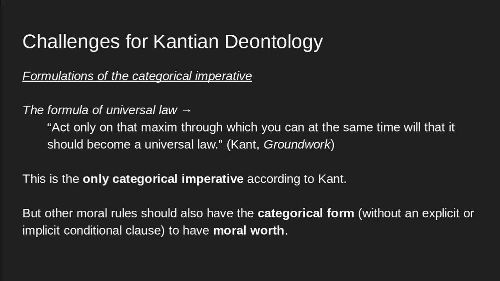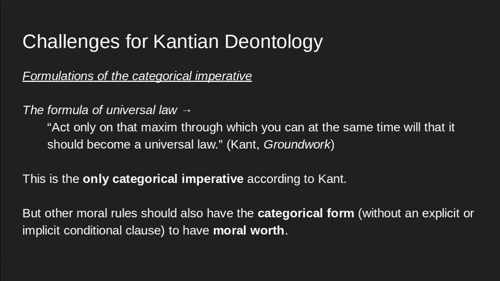So let me first remind you the formulations of the categorical imperative. The categorical imperative, as you might remember, is the moral rule that Kant refers to as one of the foundational aspects of his ethical theory. And here is the categorical imperative, which we will also call from now on the formula of universal law. It says this: act only on that maxim through which you can at the same time will that it should become a universal law.